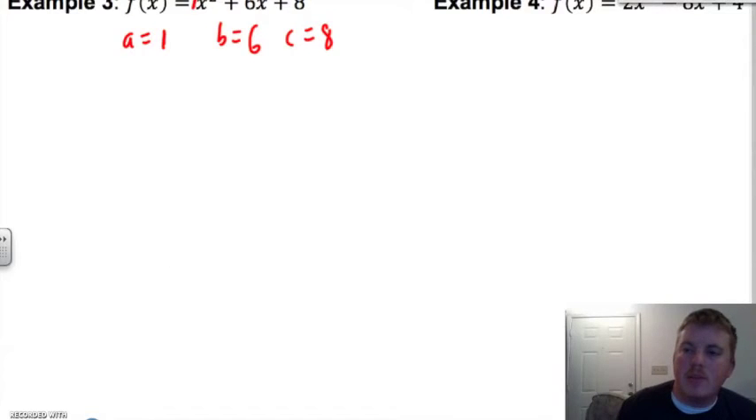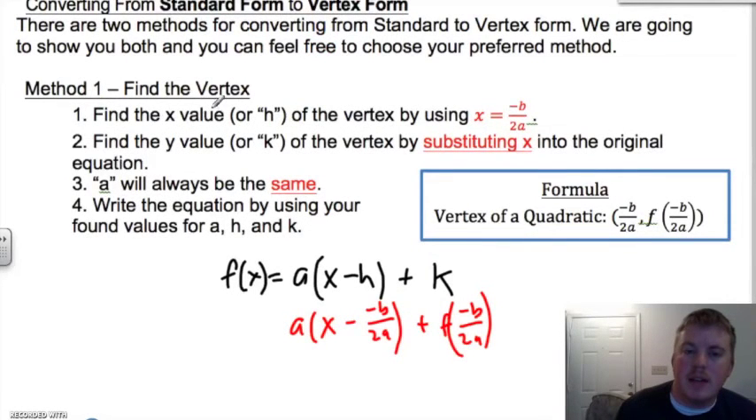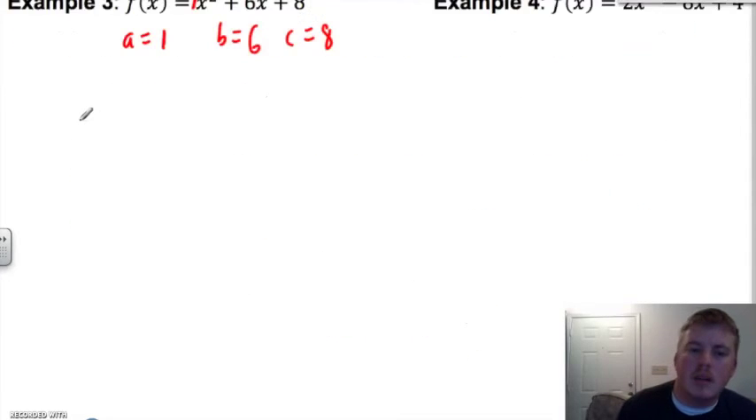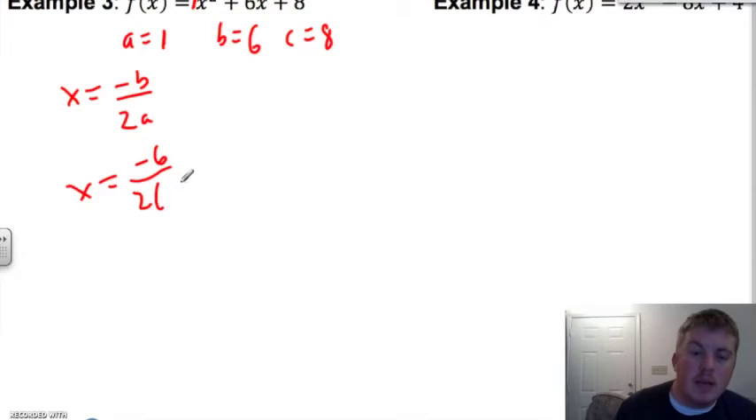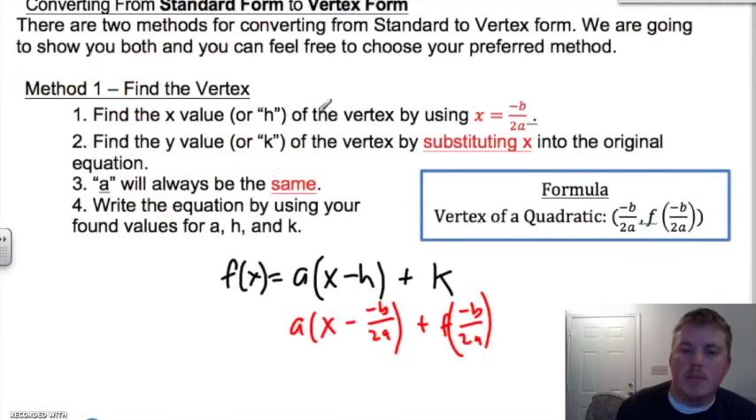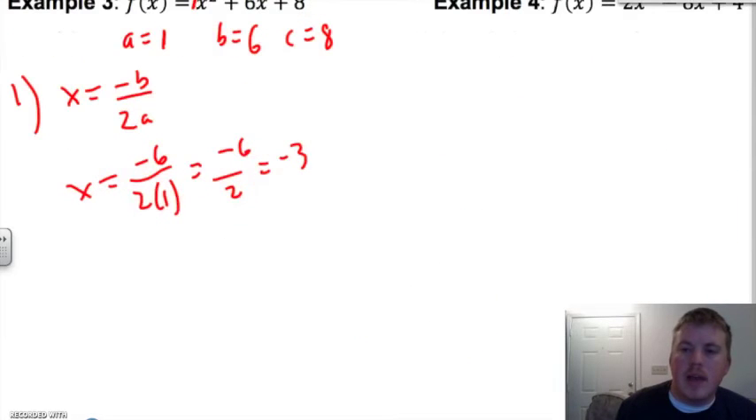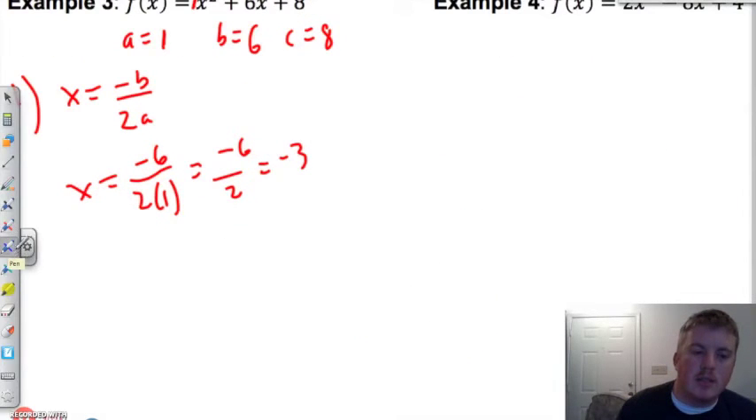So if I flip back to our notes, the first thing I have to do is find the x value, or h, by using x equals negative b over 2a. So x is going to equal negative b over 2a. So I'm going to plug in. My b was 6, so I have negative 6 over 2 times a, which is 1. That's going to give me negative 6 over 2, which is going to give me negative 3. So this was step 1 from my notes here. Step 2 is we have to plug that back into the original equation.